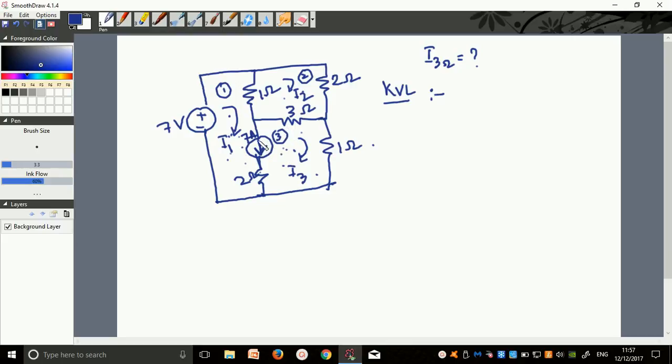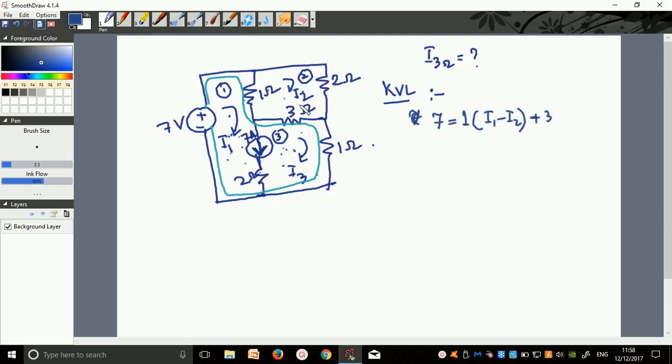In between the two meshes, if there is a current source, we write a supermesh equation. So this constitutes a supermesh, and the supermesh starts from here and ends over here. And I will write an equation for this branch only. For the supermesh equation, how we write KVL is that this 7 volt is supplying, it will put it on one side, 1 times I1 minus I2, then 3 ohms.